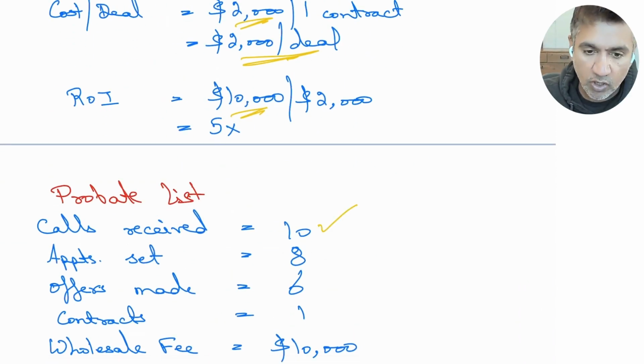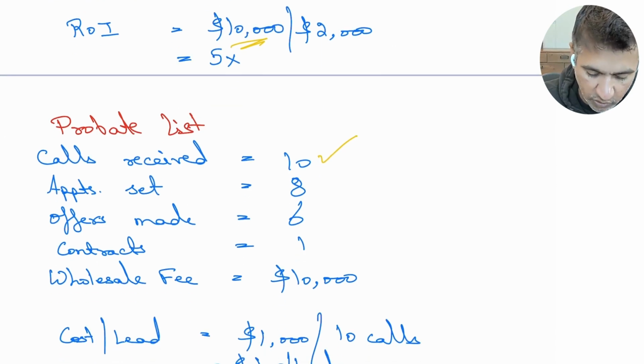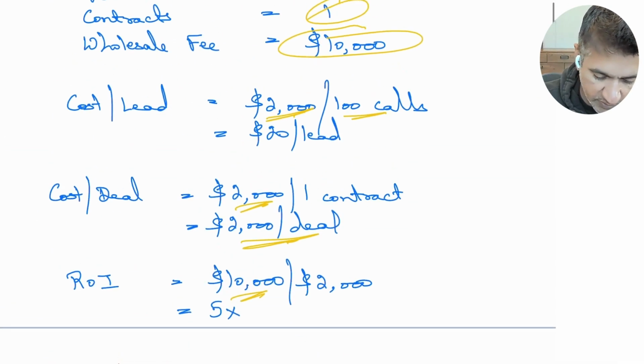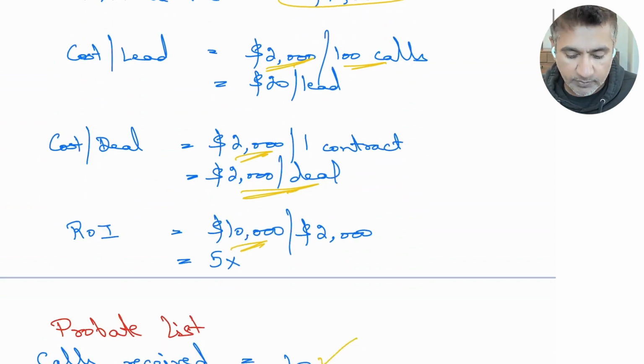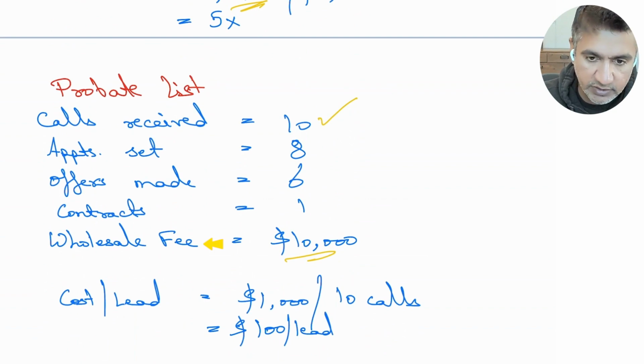And of those 10 calls, I went on 8 appointments. I made 6 offers and I got one property under contract. So my wholesale fee, again, this is the same property, now we're breaking the numbers between your probate list and your absentee. My wholesale fee was $10,000.